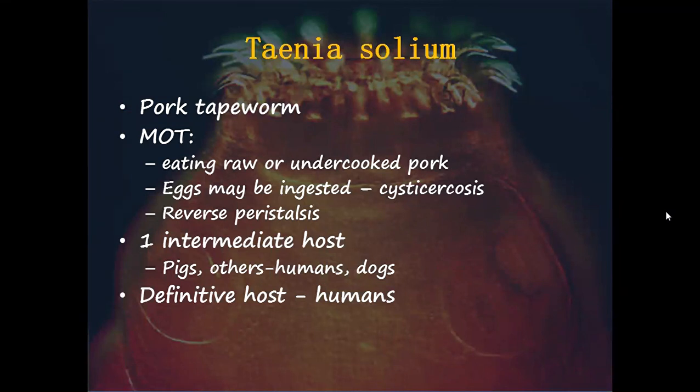Okay, what happens in reverse peristalsis? The eggs are supposed to be excreted in your feces, but because of reverse peristalsis, instead of the eggs going out into the anal orifice, they are actually brought back up into the small intestine where they hatch and become infectious. Okay. So you have one intermediate host, which are pigs as the most common. Others that can serve as intermediate hosts will be humans and dogs. It has only one definitive host, which are humans.